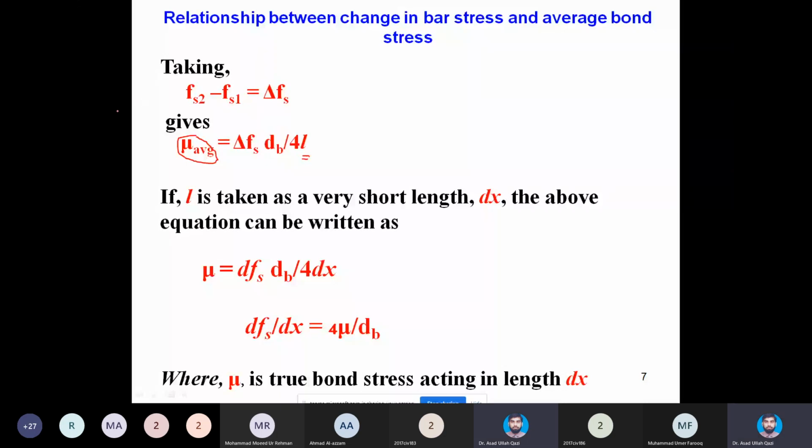And now, furthermore, if I state that this length is very small and I replace this length with dx, a very short length, I am trying to investigate what is bond. So if I replace this L with dx, then I am allowed to replace this delta fs with dfs, the change in bar stress in a very short distance dx. So if I'm investigating change in bar stress on a very short distance dx, then I can drop average and I will say it is mu true.